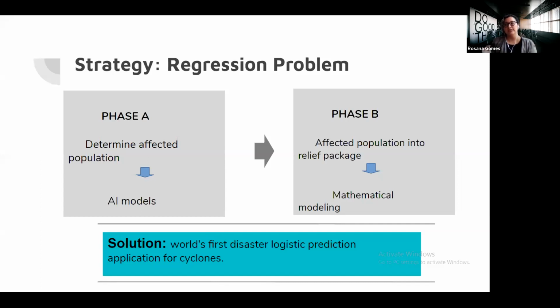And then in the second phase, called phase B, we could use what we actually found in our analysis, which were the guidelines for estimating the food and non-food items given a specific population. So in the first part, we calculated or estimated the affected population. And in the second part, we used those guidelines to come up with a mathematical model to create these packages for relief of natural disasters. So as I said, we have a solution. We have our first application for disaster logistics in cyclones.